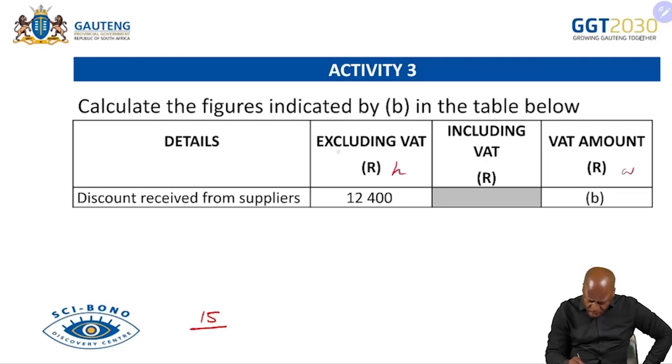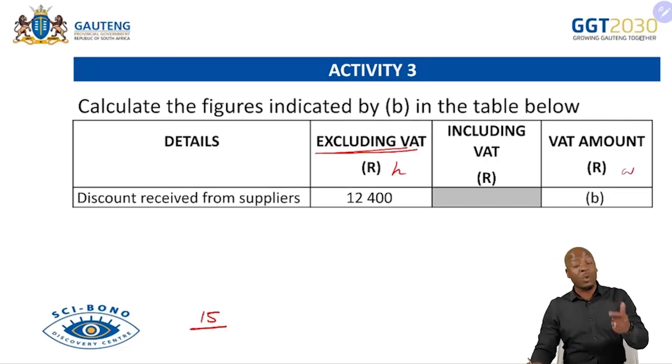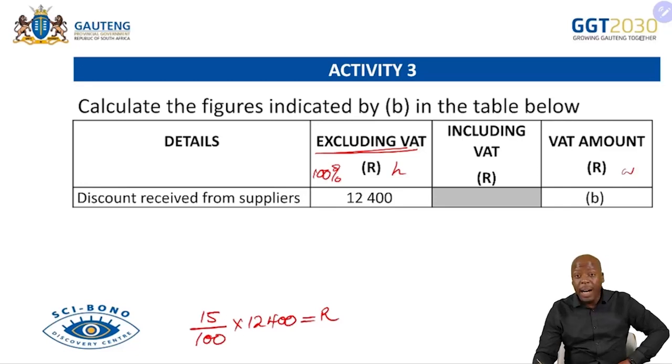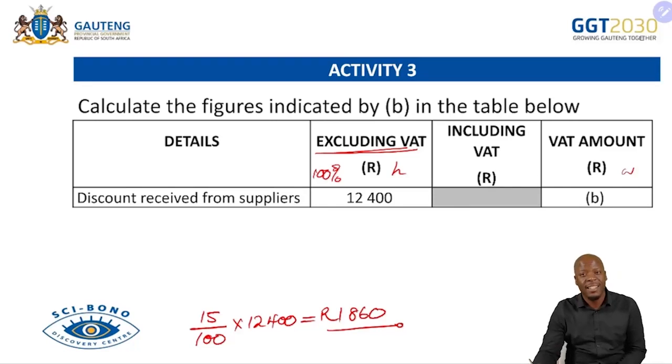What I have is excluding VAT. Excluding VAT, we have agreed, remember, is 100%. So it's going to be 15 over 100 multiplied by 12,400. You guys already have done this, so you have the answers for me. Please give it to me. How much do we get? 1,860. I hear most of you are saying that is what we got.